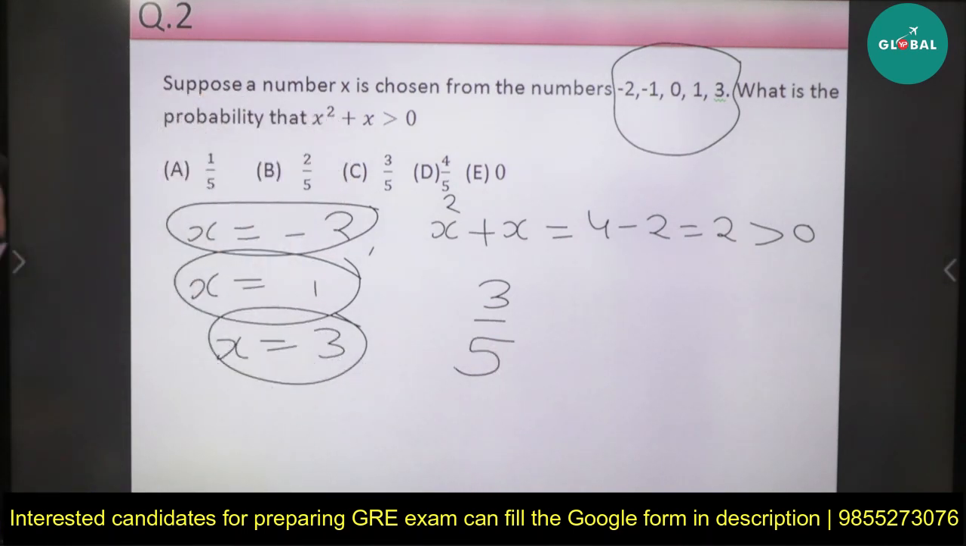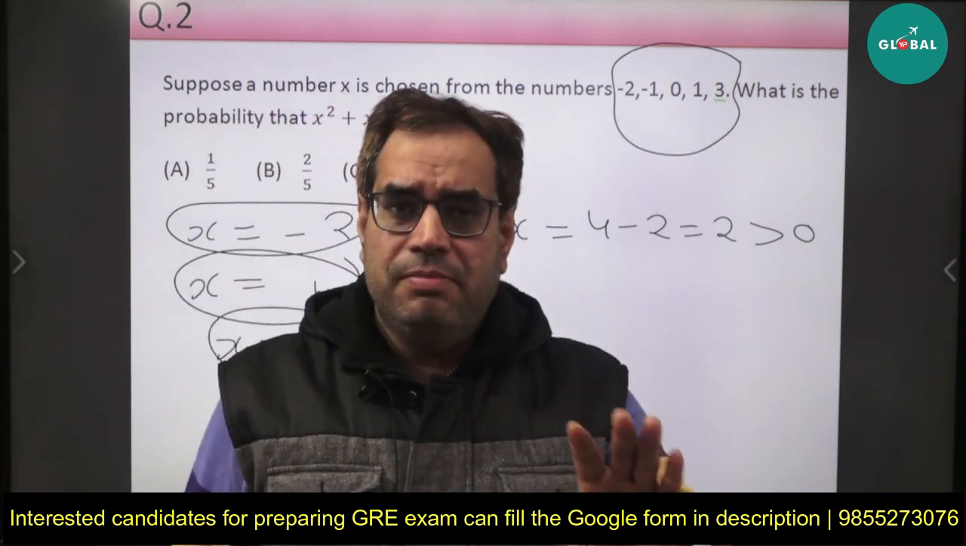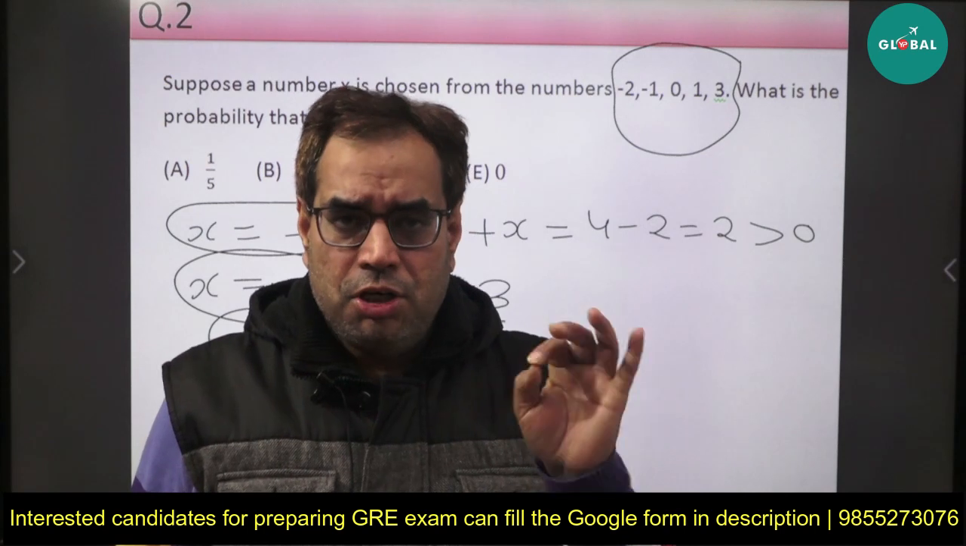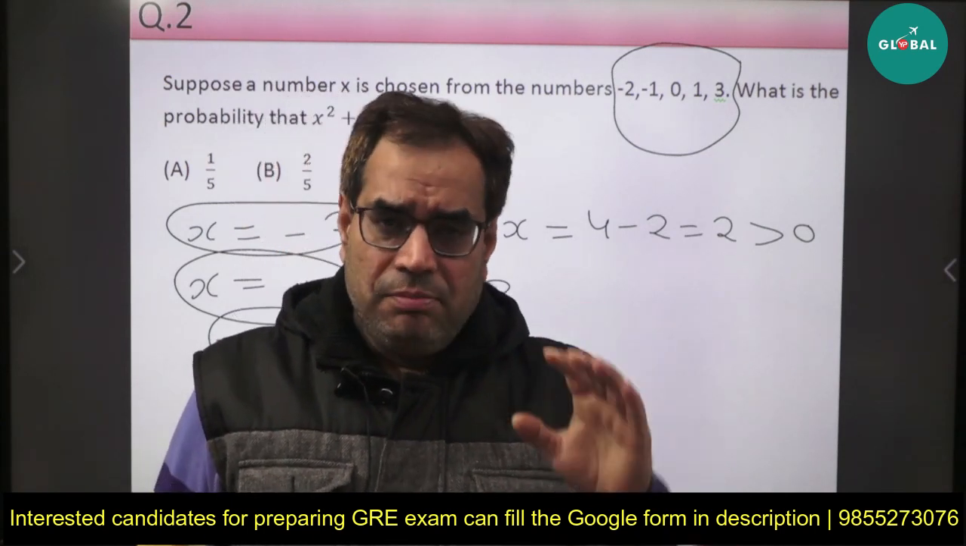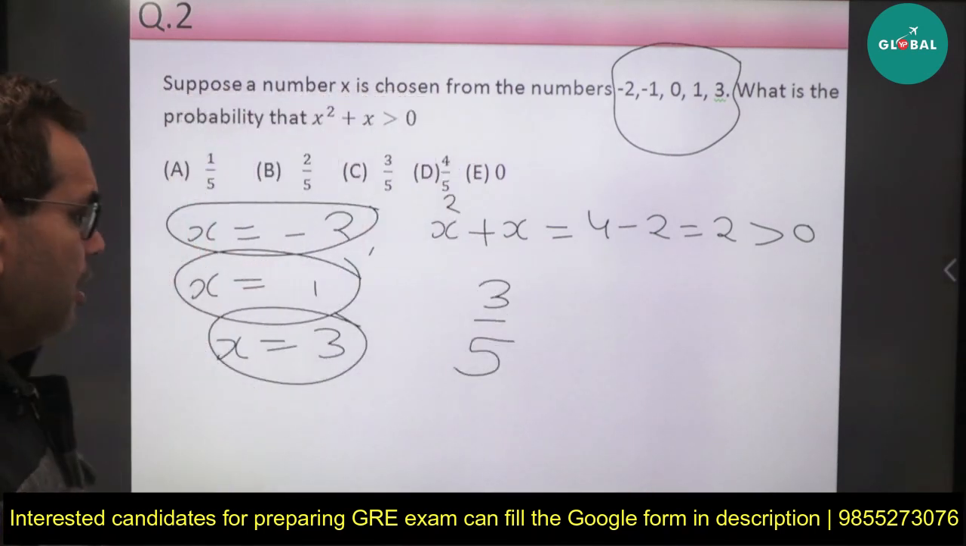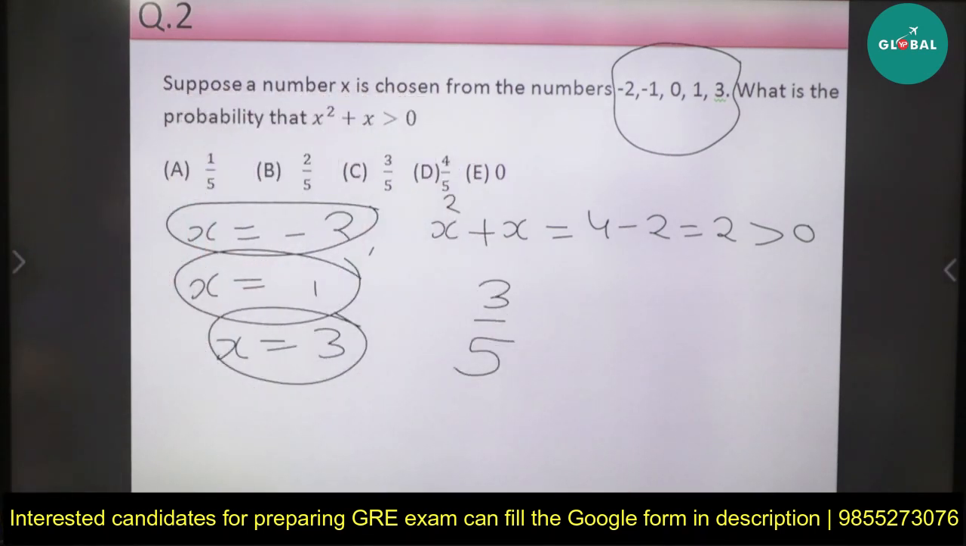In the GRE exam, this is the most important concept. Very simple questions you get from this topic. Favorable number of cases upon total number of cases. This is the most important formula in GRE problems of probability. Now come to the next question, number 3.